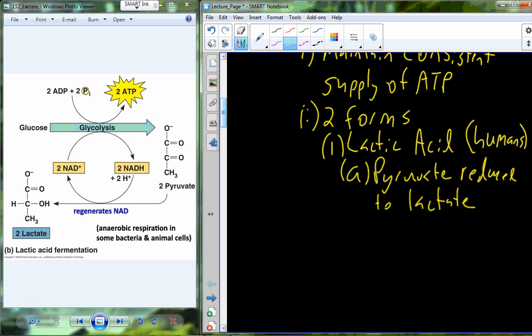So I have to reduce pyruvate. How do I reduce something? What do I need? Oxidation reduction. What do you need to reduce something? You need an electron that has a negative charge, right? So that's why we're reducing it, because we're adding in a negative. Right? So it's just like taking three and taking away one, you've reduced three to two. Pyruvate's reduced to lactate. And we need a supply of electrons to do that.